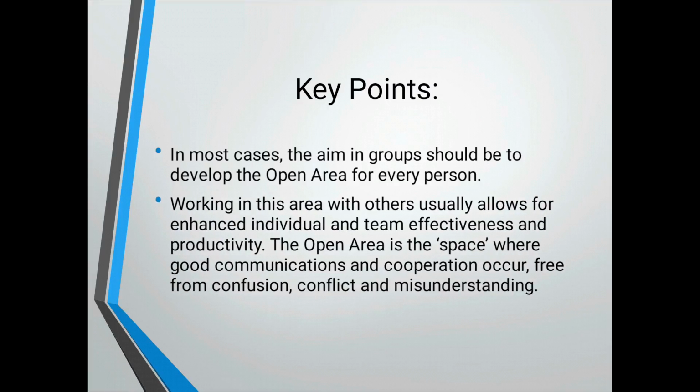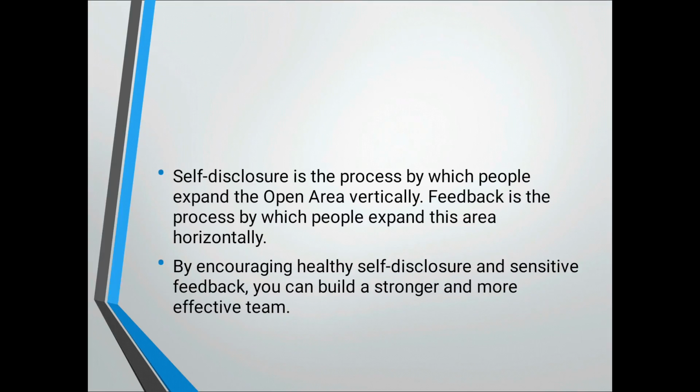Number two, working in this area with others usually allows for enhanced individual and team effectiveness. The open area is the sphere where good communication and cooperation occur. So obviously we need to depend more on the open area, and gradually, based on shared discovery, self-disclosure and the others, you have to improve the open area. Number three, self-disclosure is the process by which people expand the open area vertically. Feedback is the process by which people expand this area horizontally.